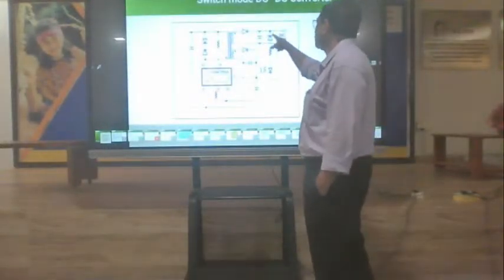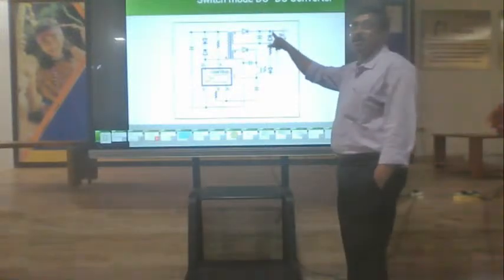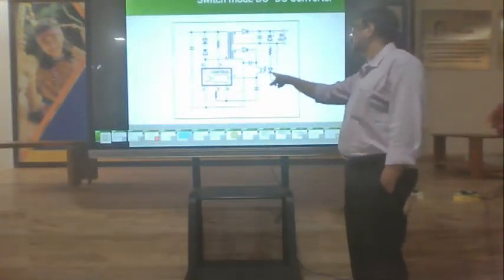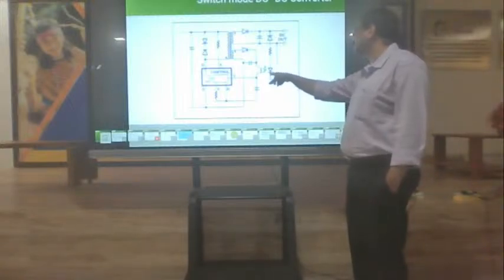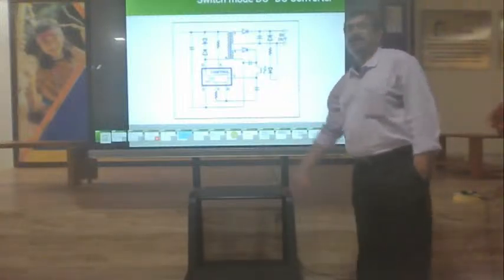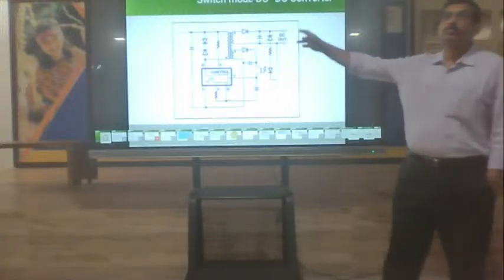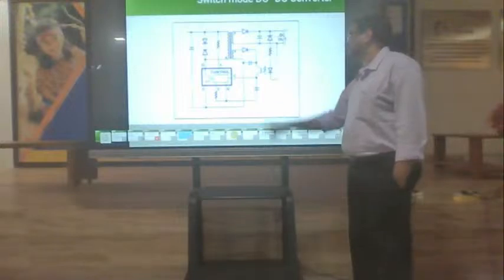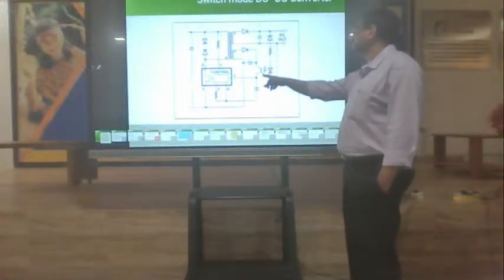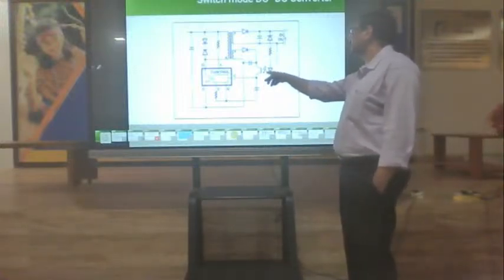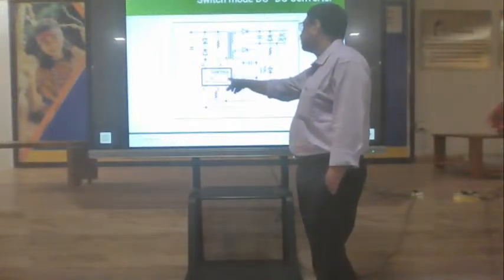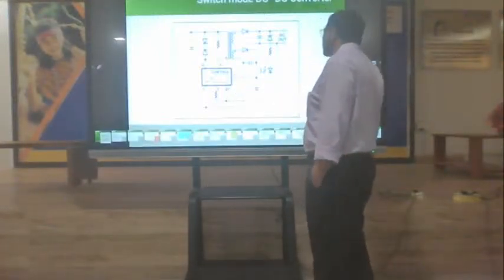Once it reaches 12, the zener diode will break down. Once it breaks down, this is basically an optocoupler, so this is the photodiode or LED. This LED will start emitting light once the output voltage exceeds 12. I've set it for 12. So once this exceeds, this will emit light which is sensed by this phototransistor, and then through the control circuit there will be some current flowing into this C pin.